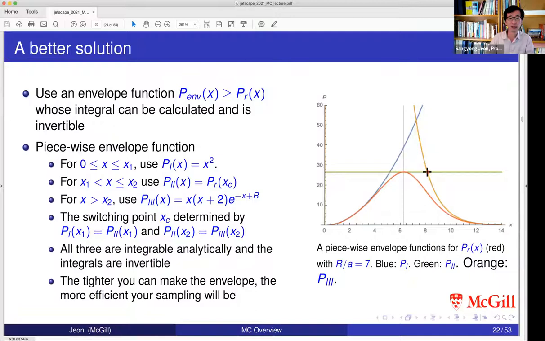So you can generate random numbers for each part. For x square, you integrate, just x cube, easy to find an inverse, just the cubic root of z, and so on and so forth. Then you can actually do this. This is a very, very common method.